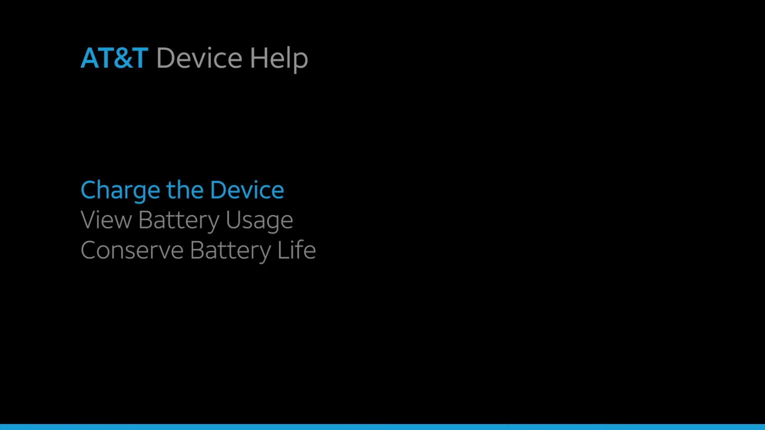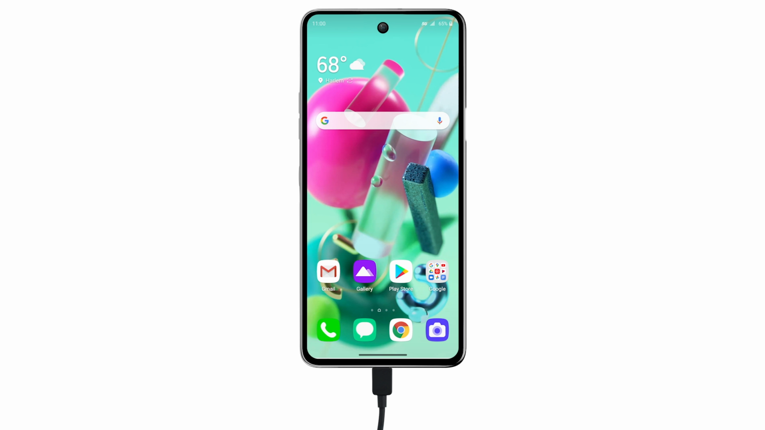Charge the device. Use the original charger to maintain optimal battery performance over the life of your device. The battery comes partially charged. When new, a fully discharged battery on the LG K92 5G requires up to 40 minutes to charge from 0 to 50% and up to 104 minutes to charge from 0 to 100%. You can use the device while charging.